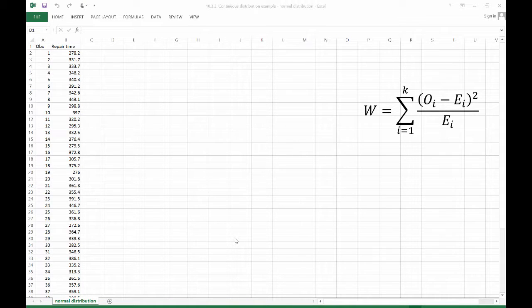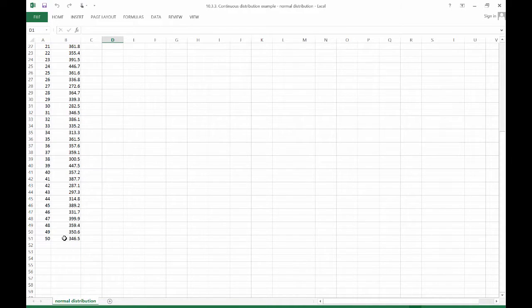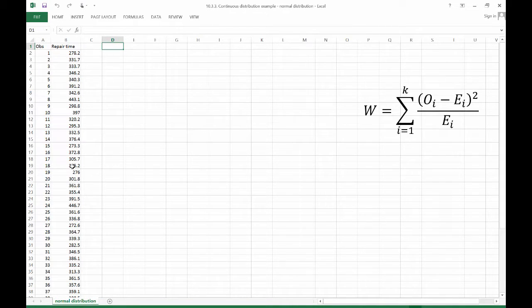We're still taking a look at the Pearson chi-square goodness of fit test, and now we want to apply this goodness of fit test to a normal distribution. Okay, so these are the repair time data that we looked at previously. We had 50 observations. We used the method of maximum likelihood to fit an approximate optimal mu and sigma to these data using Excel Solver, assuming that they followed a normal distribution. And so now we want to know, is a normal distribution really a good fit or not?